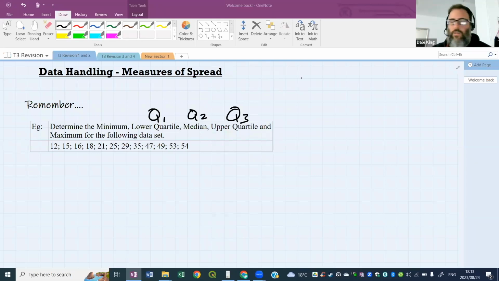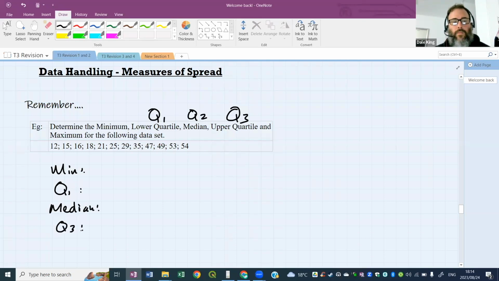All right, ladies and gents, let's see how we did here. Okay. So I'm going to write here min, Q1. I'll write median. I'm not going to say Q2 because we're all used to median. I'll write Q3. And I'll write max. All right. Minimum and maximum. Easy peasy lemon squeezy. All right. 12 and 54.